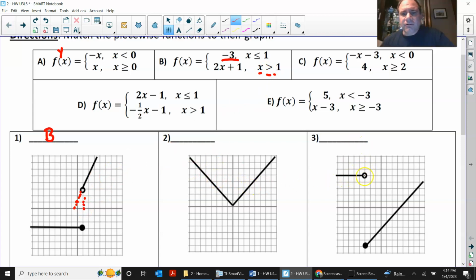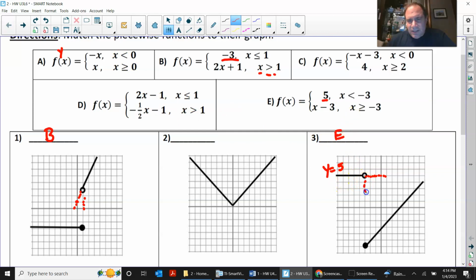Number 3, here's that horizontal line. I'm going to stop right there. I'm going to continue this horizontal line right here because I want to see what that y-intercept is. I'm going to count up 1, 2, 3, 4, 5. So this is most likely y equals 5. So I have a y equals 5 right here. Do I have another y equals 5? Nope. So E has to be your answer for 3.